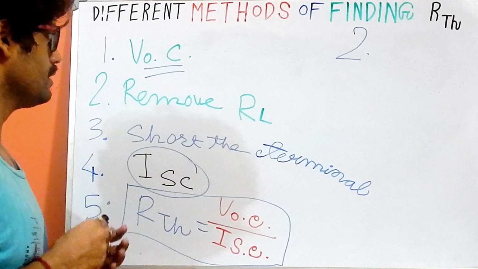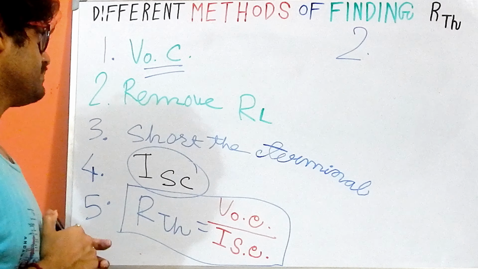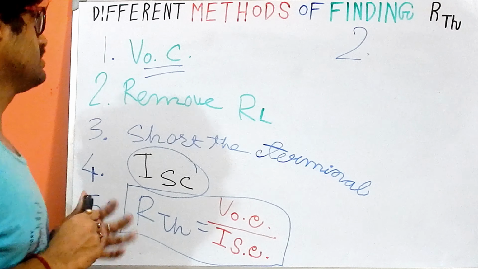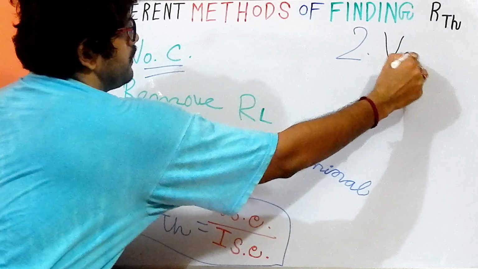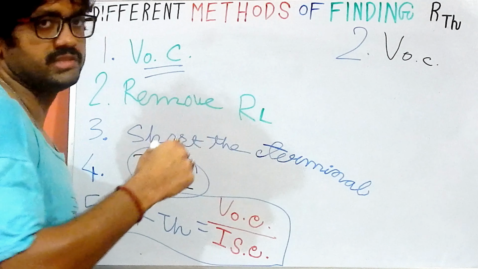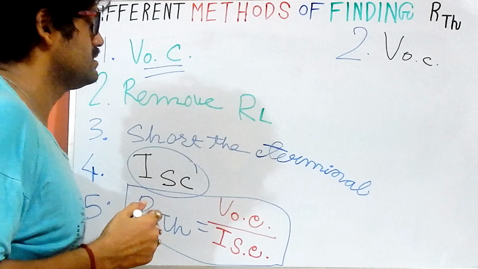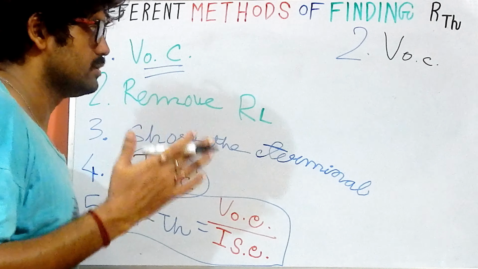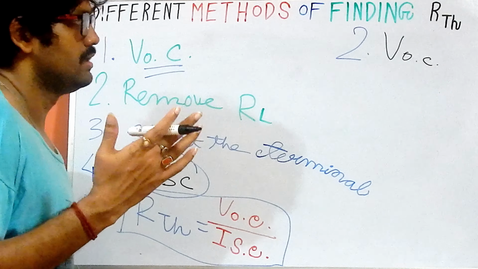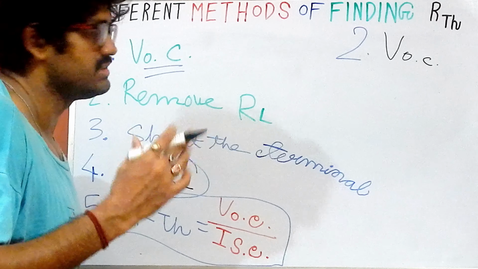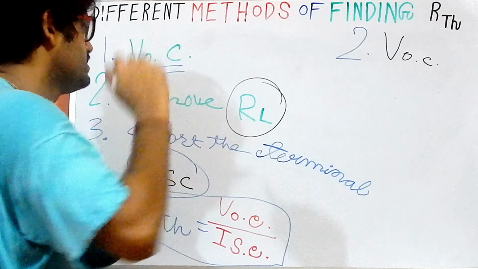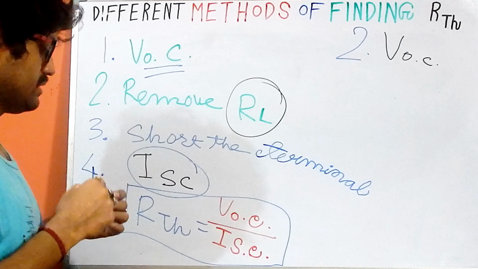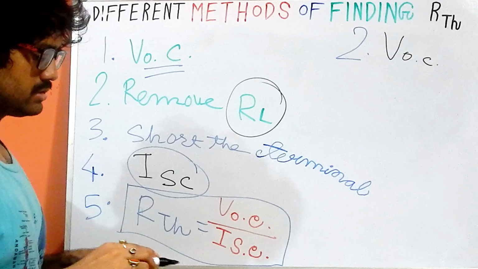Okay, and the next procedure is very simple. By using the same procedure, we should find out first the VOC. How do I make the open circuit voltage over there? Just disconnect the load resistance first. So the disconnection procedure is the same.